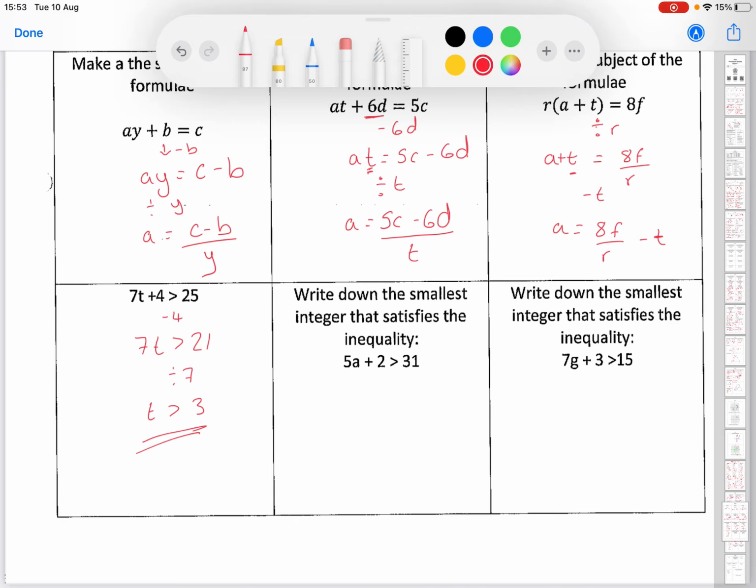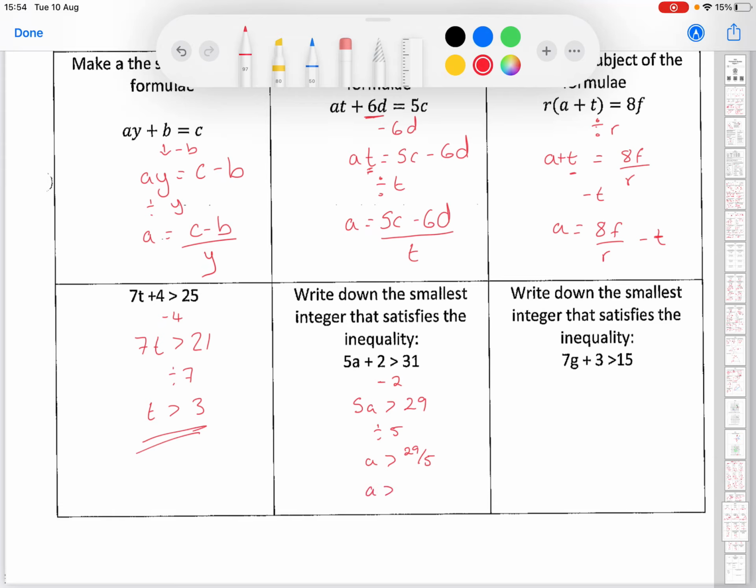Okay, next one we've got to write down the smallest integer that satisfies the following inequality. So first let's solve our inequality. You can do this without a calculator, and I would recommend it because they're normally on non-calculator papers. So first of all, I want to get rid of my 2, so I'm going to take away 2. So I'll be left with 5a is greater than 29. Then I want to divide by 5, so I'm left with a is greater than 29 over 5.